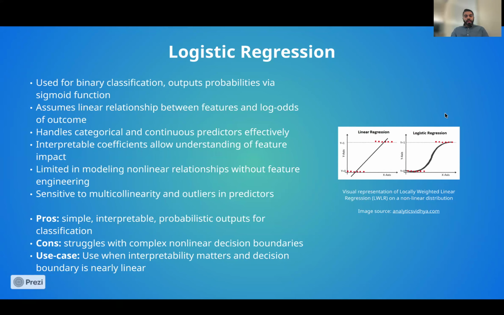And again, in terms of how the algorithm is shaped up, it makes a lot of similar assumptions. There needs to be a linear relationship between the features and the log odds of the outcome.